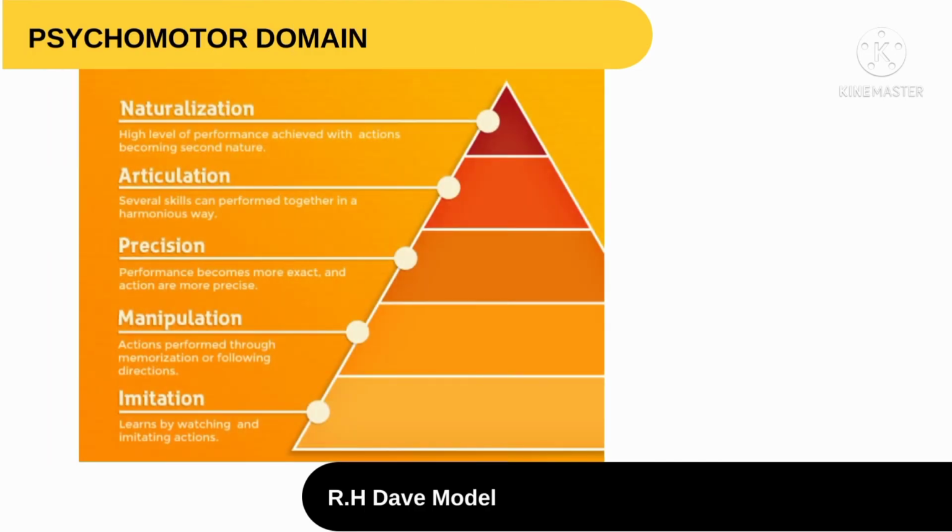Now we're moving on to the psychomotor domain. This domain uses R.H. Dave's model, which was developed in 1975. It has 5 categories where imitation is the lowest and naturalization is the highest.